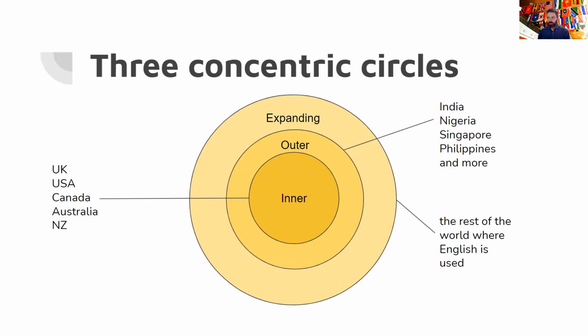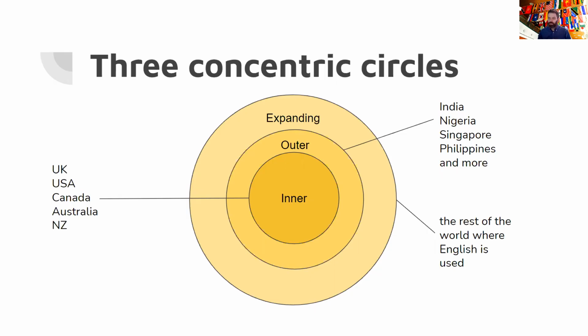So here is a model that represents these three concentric circles. This model was created to try to explain how English spreads throughout the world, not just a physical spreading, but sort of a linguistic or a standardization or a grammatical spreading across the world. What is considered English versus what's not English, and what is considered grammatical versus not grammatical.